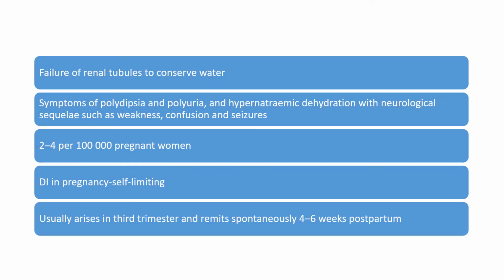So diabetes insipidus is a condition where you have a failure of the renal tubules to conserve water. Symptoms are polydipsia, polyuria, and hypernatremic dehydration with neurological sequelae such as weakness, confusion, and seizures. It occurs in 2 to 4 per 100,000 pregnant women. Diabetes insipidus in pregnancy is a self-limiting condition. It usually arises in the third trimester and remits spontaneously 4 to 6 weeks postpartum.